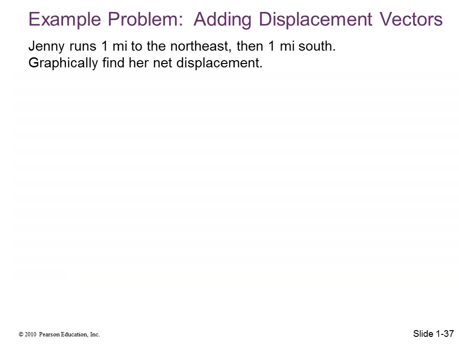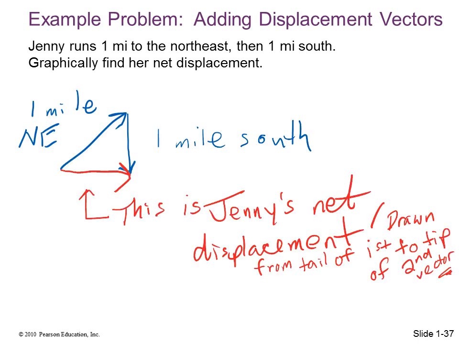All right, so let's practice this yourself. You can hit pause, and then I'll go to the next slide so you can see the solution. Jenny runs 1 mile northeast and then 1 mile south. Graphically find her net displacement. You're using the tip-to-tail method to practice on this, and here it is. Solution: the red vector represents Jenny's net displacement.